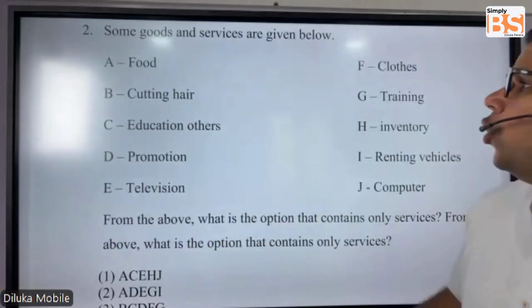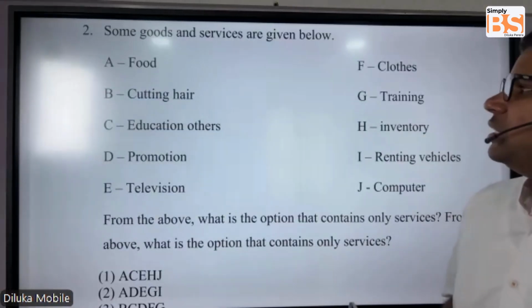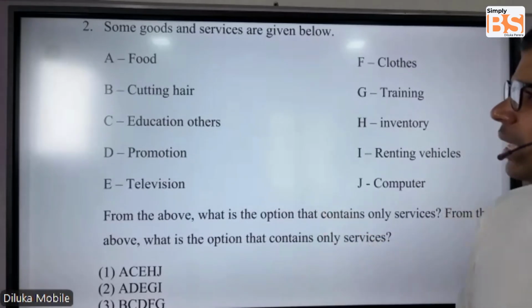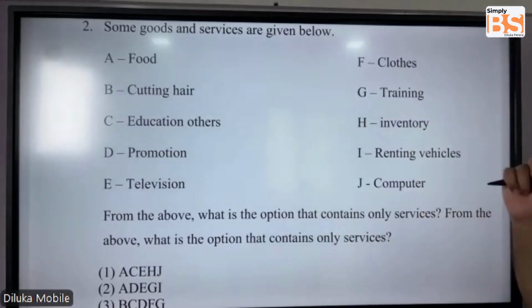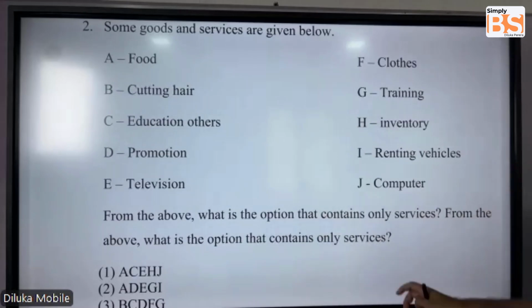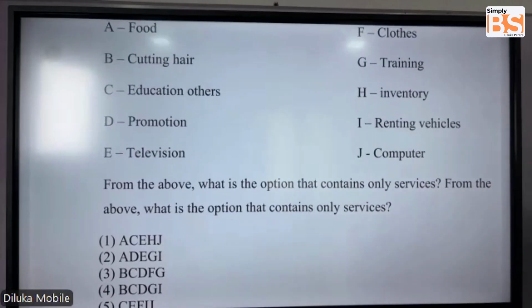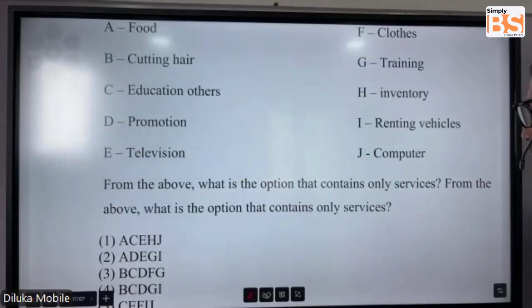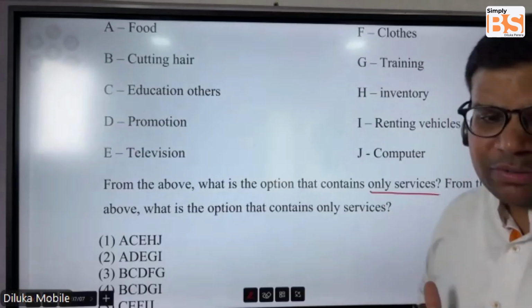Okay, so they have listed some goods and services: food, cutting hair, education, promotion, television, clothes, training, inventory, renting vehicles, computer. All those things have been given. Now, what are they asking? From the above, what is the option that contains only services?